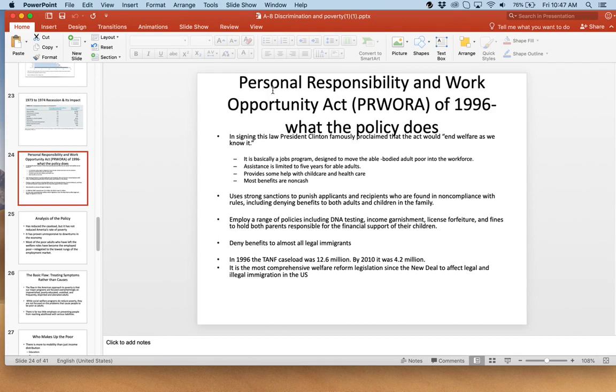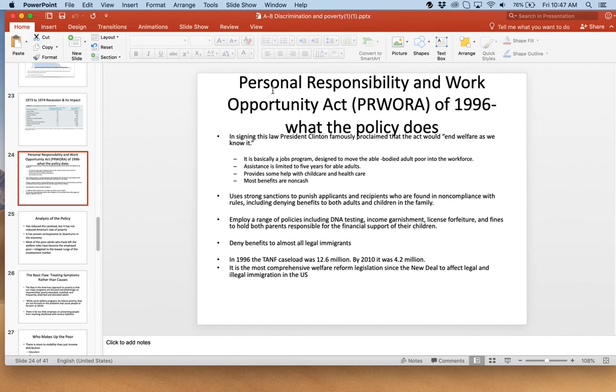So, what is the Personal Responsibility and Work Opportunity Act? If you were to analyze this policy, this is what you would say. First of all, you describe it. It's basically a job program designed to move the able-bodied adult poor into the workforce. Basically, that's what the goals were.